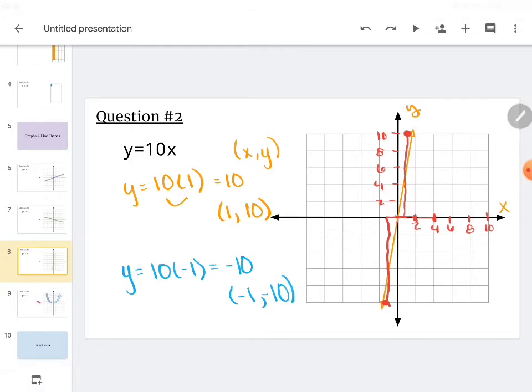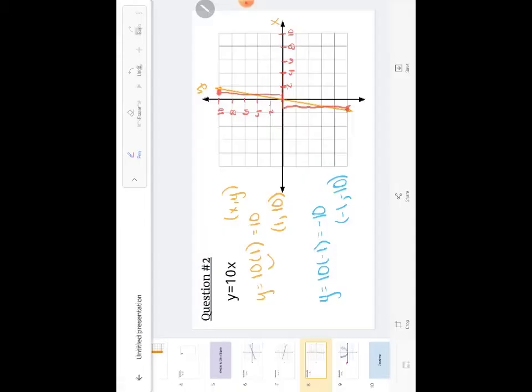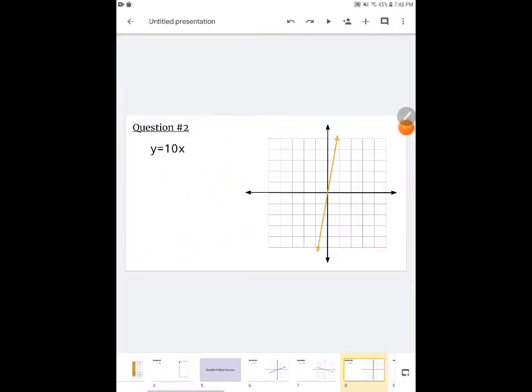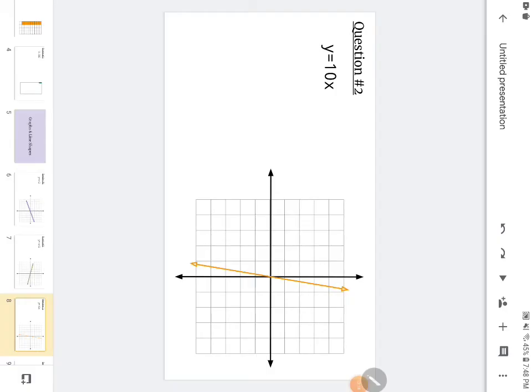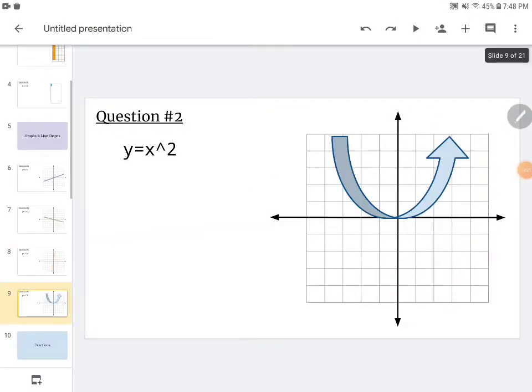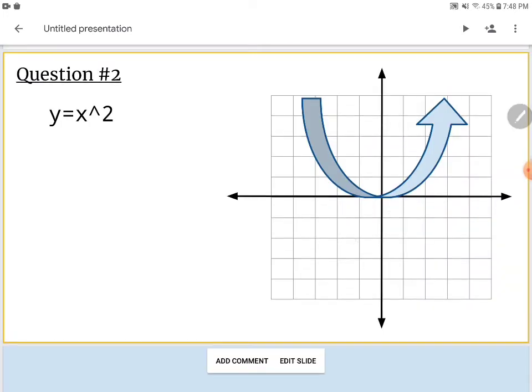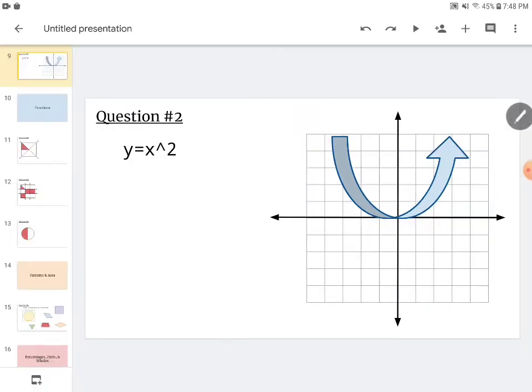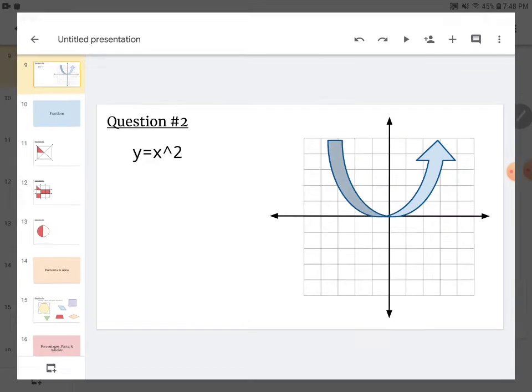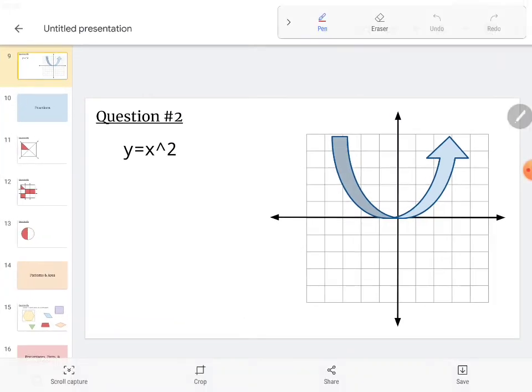Now again, we're going to move on to our next equation, and this one's a little bit funky. It's not a straight line like our others were. It's actually pretty curved. And this is because our x is being squared.